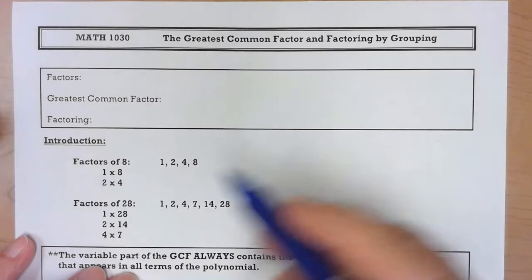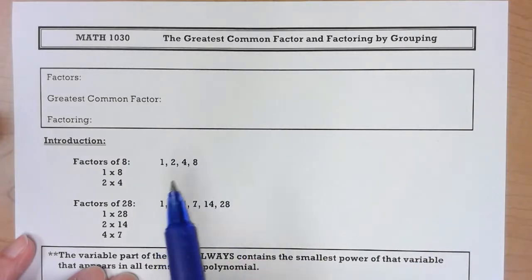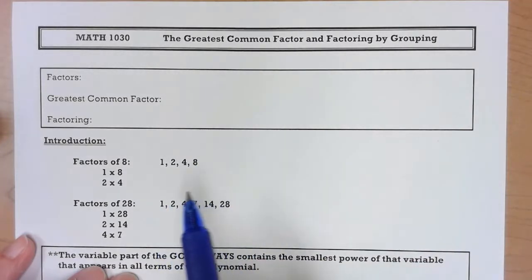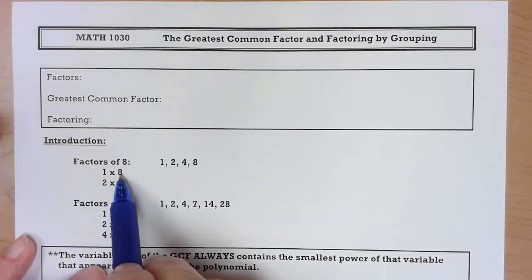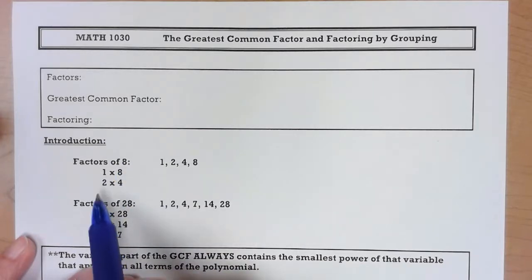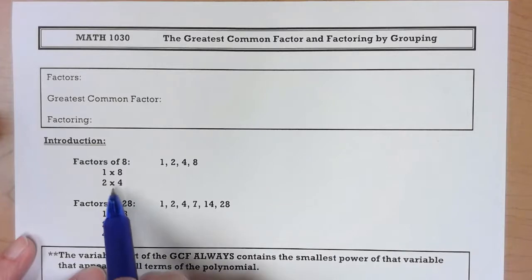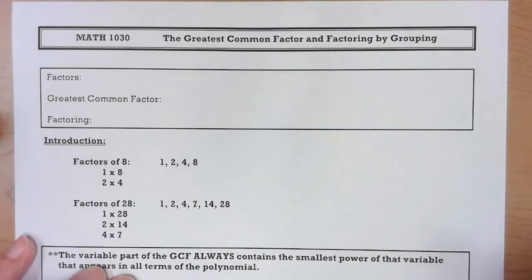Factors are numbers that we can multiply together to get another number. So 1 and 8 are factors of 8, as are 2 and 4. There's different ways that I can get 8, but that's all factors are: something that we can multiply together to get something else.